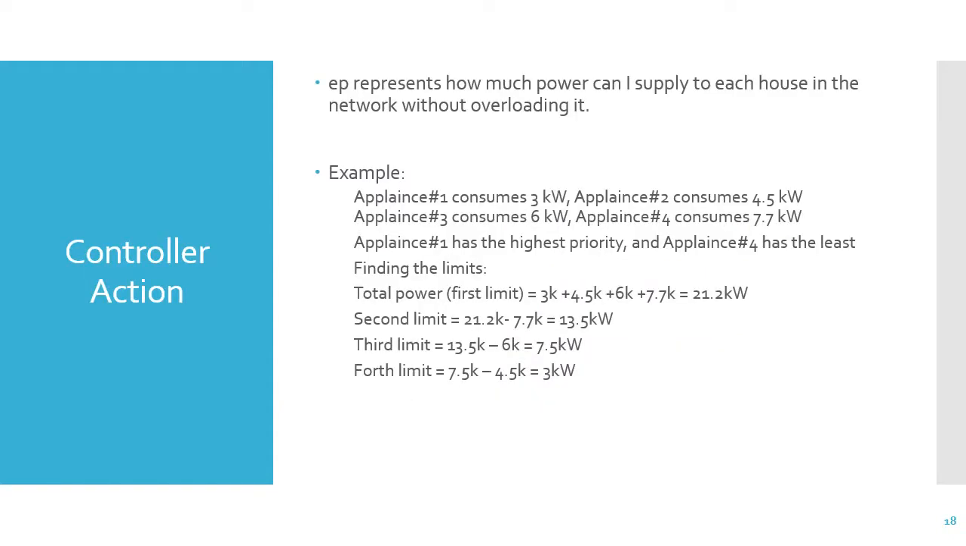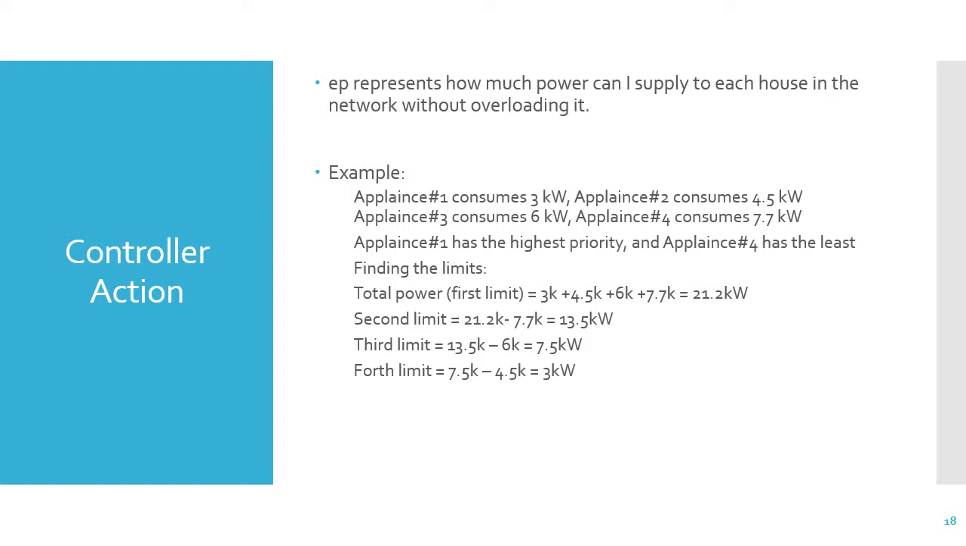Taking action in the controller should be based on the values of EP to ensure fairness. But before taking action, 4 limits have to be calculated to ensure the fulfillment of the desired priority set by the consumer. The first limit is how much power all 4 appliances consume together.